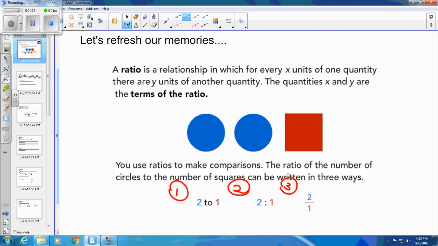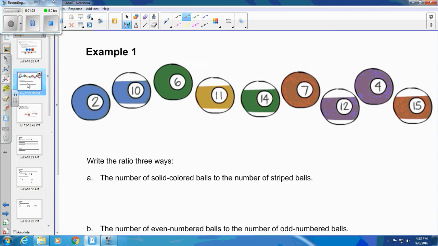So let's move on to an example. For this first example, they want us to write the ratio 3 ways. We're looking for the number of solid colored balls to the number of striped balls. So the first thing I'm going to do is count these solid balls. I count 1, 2, 3, 4. I count 4 solid balls. And the number of striped balls, 1, 2, 3, 4, 5.